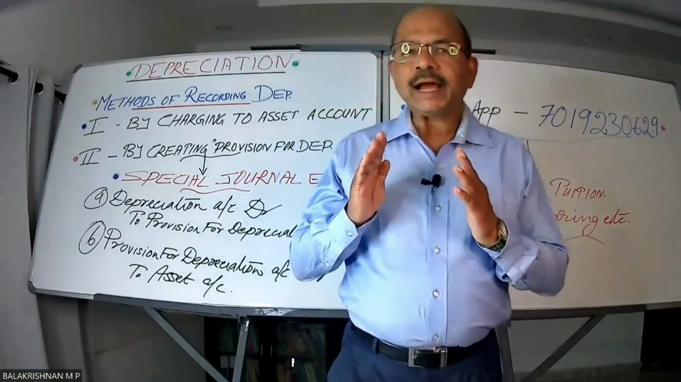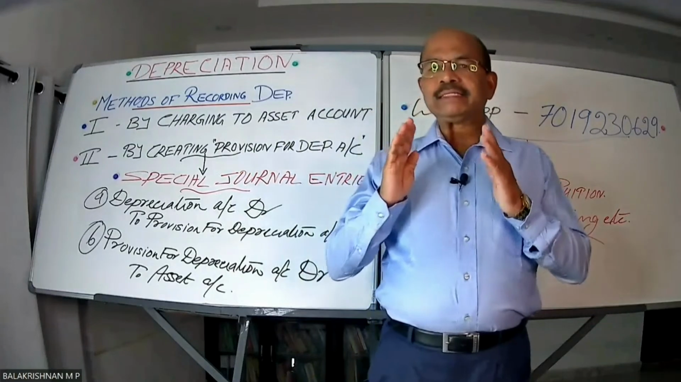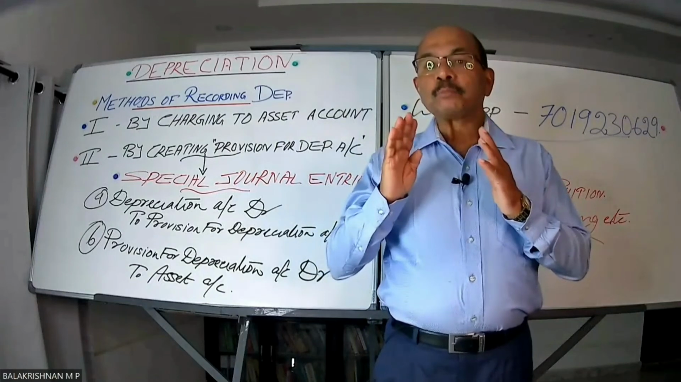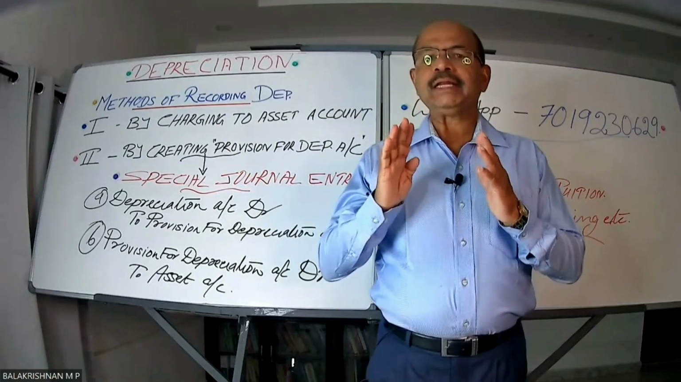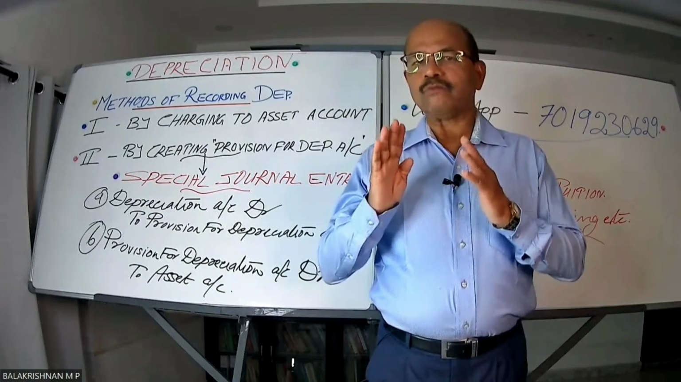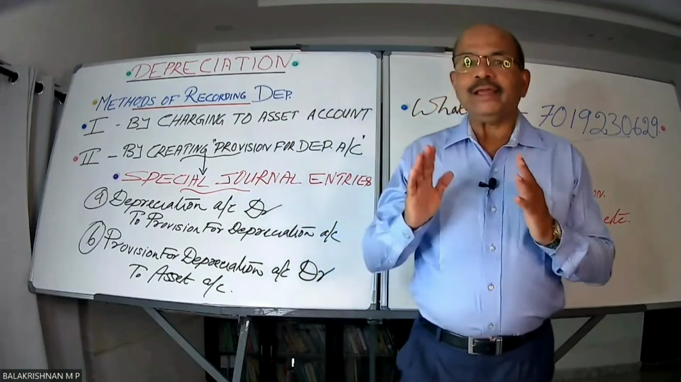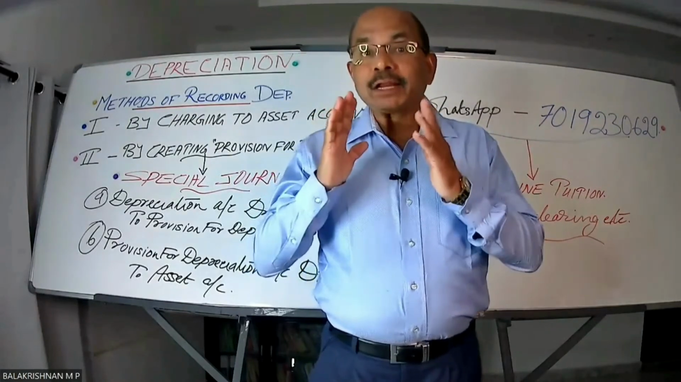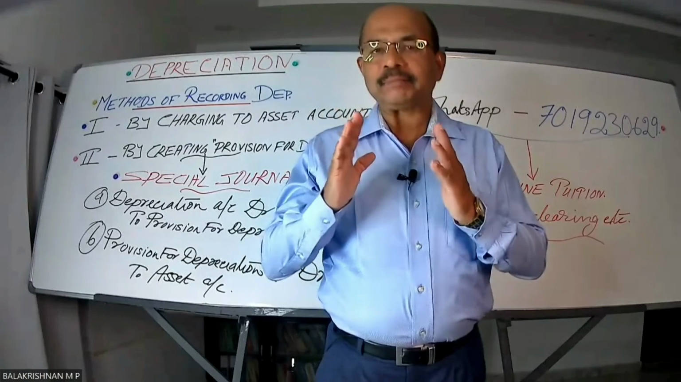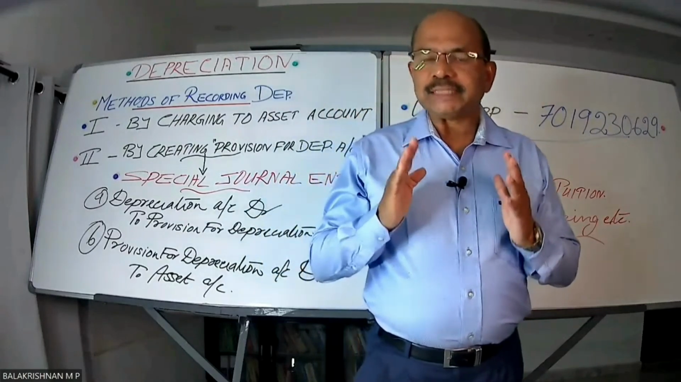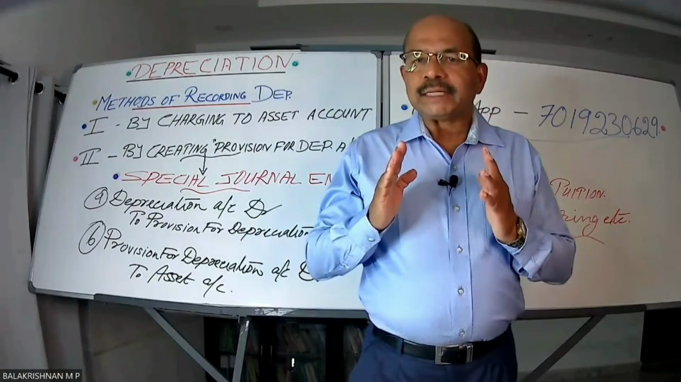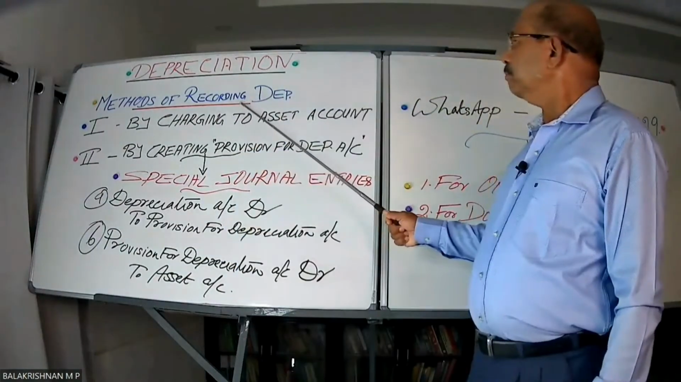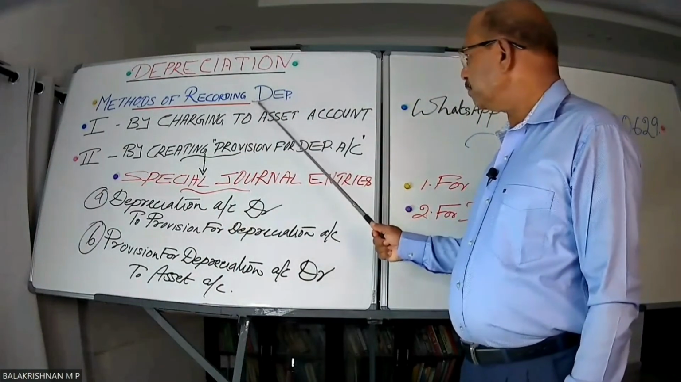Straight line method and written down value, what we have discussed in the previous episodes, are just 2 different ways of providing or allocating depreciation out of this lot of 8. Today we will be discussing the 2 different methods of recording depreciation. Before I shift to the sharing mode, let me mention certain points using the whiteboard behind me. Methods of recording depreciation.